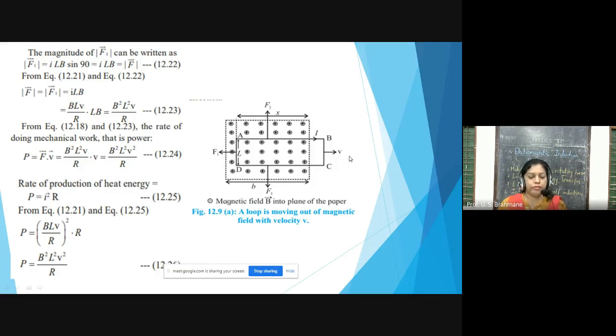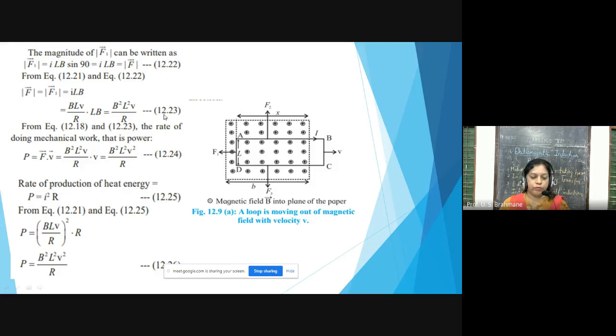And this force we have seen in 12.21. What is that? We have got I equal to BLV upon R. So from that equation, F is equal to F1, which is equal to ILB, and then we substitute the value of I from the above equation. So it comes BLV upon R times LB. So that is equal to B square L square V upon R. This is equation 12.23.